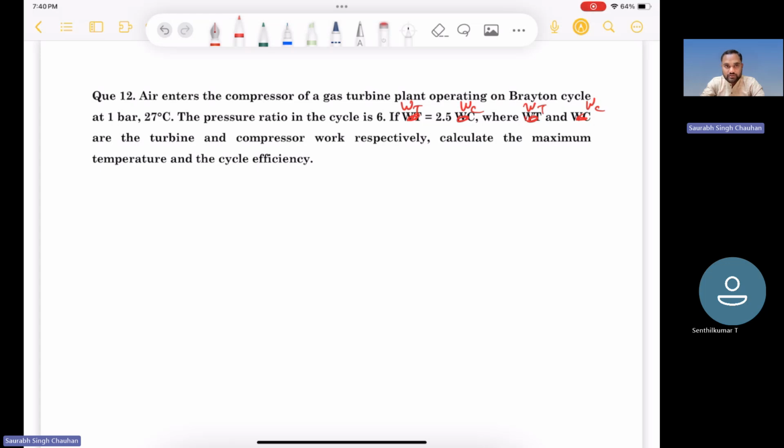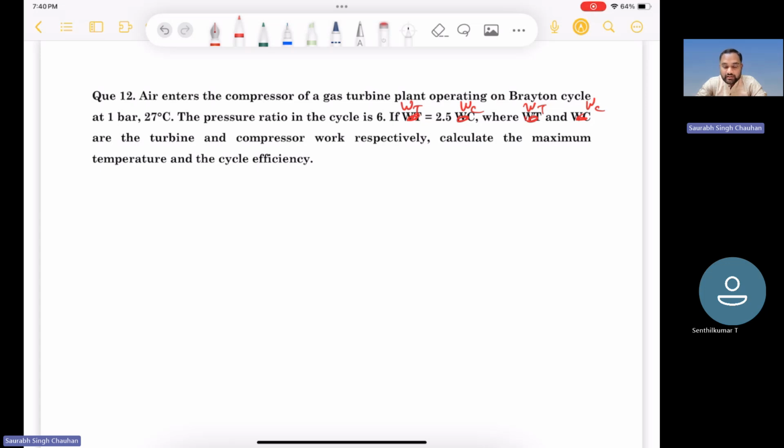So it is quite easy, right? Should we solve it, or can you solve it by yourself? It is very easy, it is a simple Brayton cycle. Okay, sir, we can solve. Maybe I can tell you the answers, and then you can just cross check.